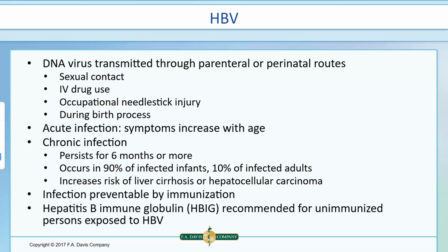Infection is preventable by immunization. Typically, you're given 3 injections as a baby. These are your first 3 shots ever in life, and usually that provides you lifelong immunity. If you go to work in the healthcare field, they usually do a hepatitis B titer, and if you do not have protective immunity against it, they may request that you get revaccinated. Hepatitis B immunoglobulin, HBIG, is recommended for unimmunized people exposed to HBV.